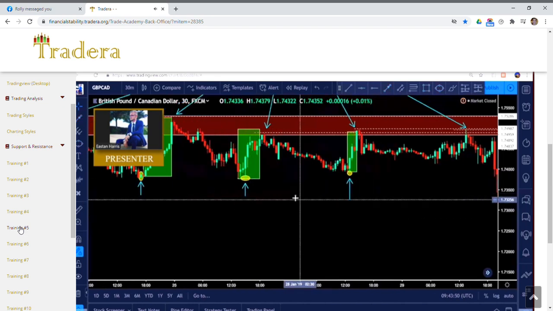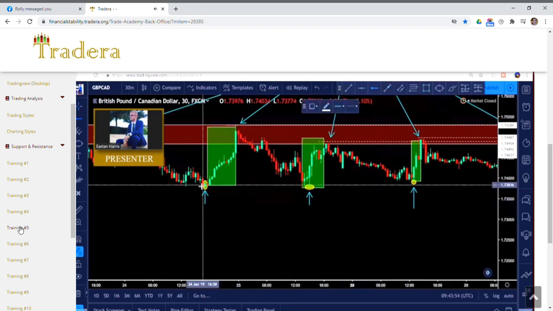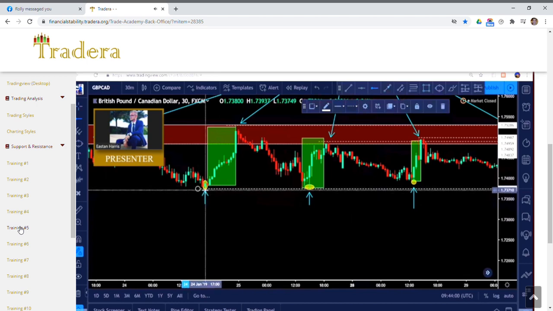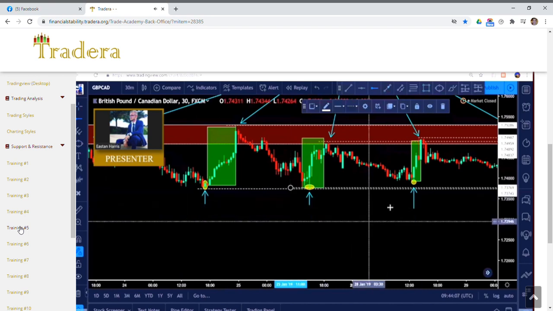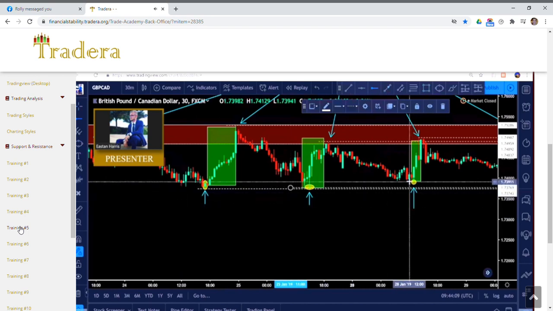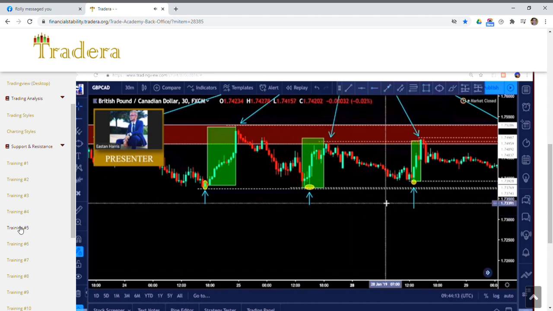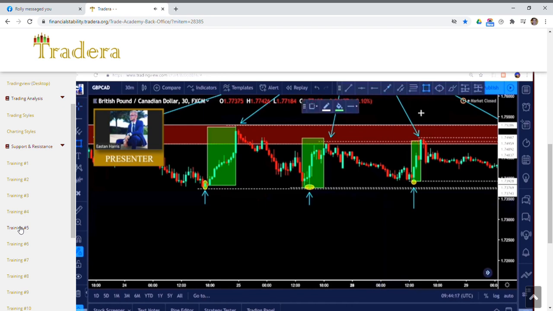All right, so let's come in. We're going to take this dotted line tool and we're going to mark the very edge of this move. Boom, right here. We're going to mark the very edge of this move. It's a little higher right here. And then we're going to mark the very edge of where this move originated. And now what we need to do is include all of these lines within our zone.